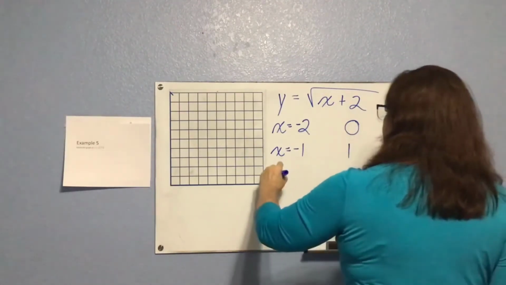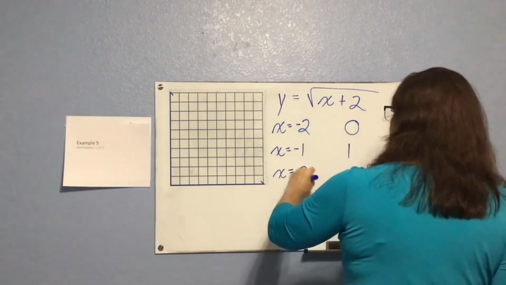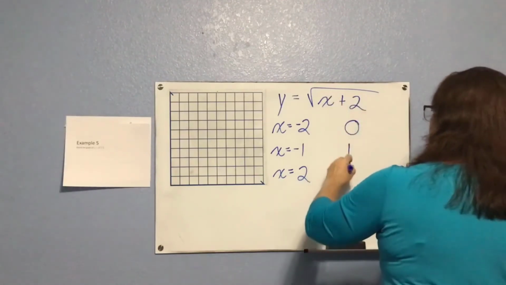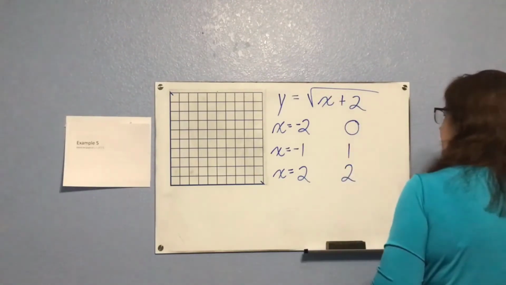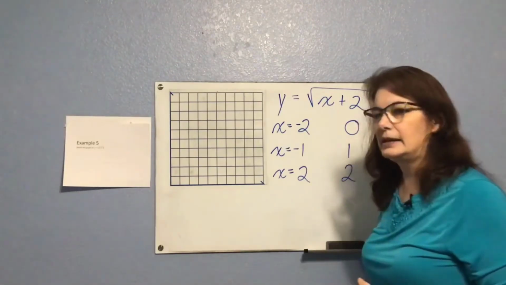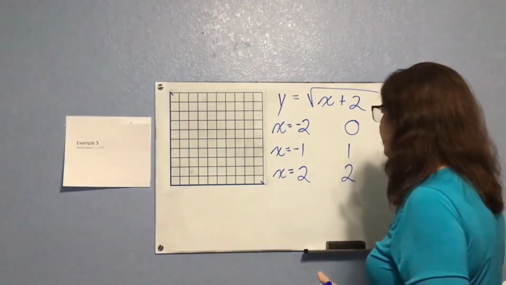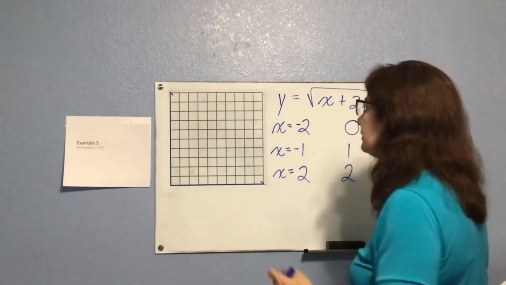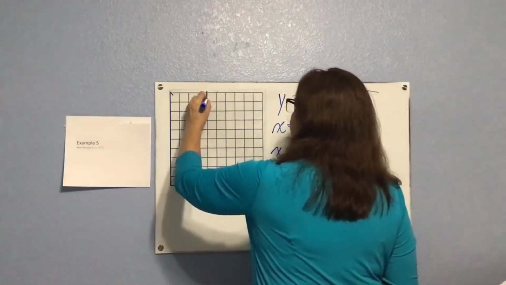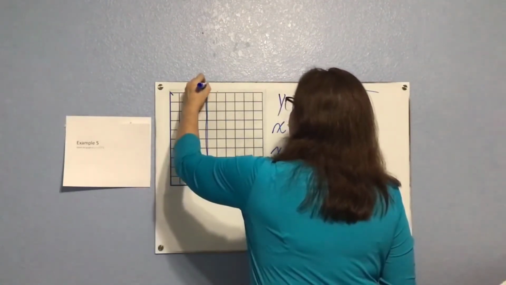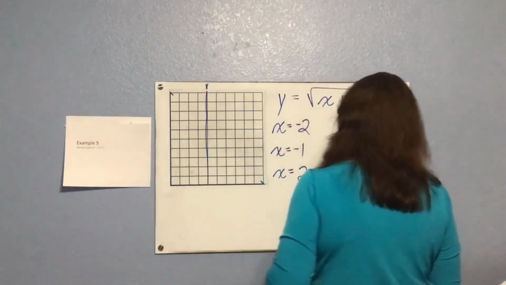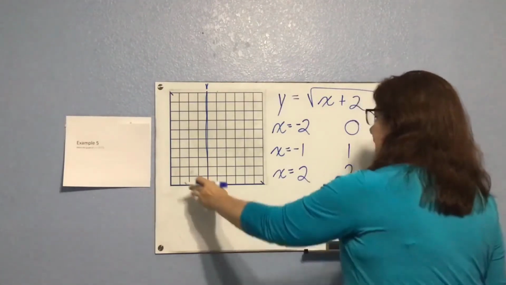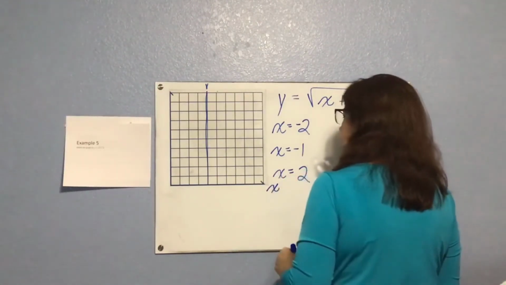And I'll go all the way to x equals positive 2. If x equals positive 2, I've got 2 plus 2, so 4, take the square root, gives me 2. So I can kind of see where my graph is going. Let's get it started. I do have some negative numbers for x, so I'm going to move that y-axis over again, maybe right about there. And my values for y were all positive, so I can leave the x-axis down here at the bottom.